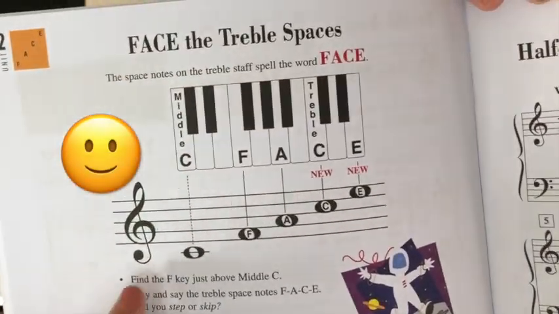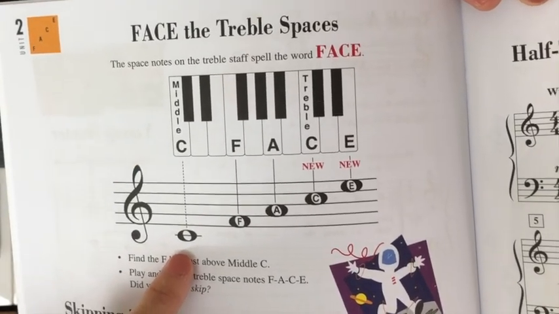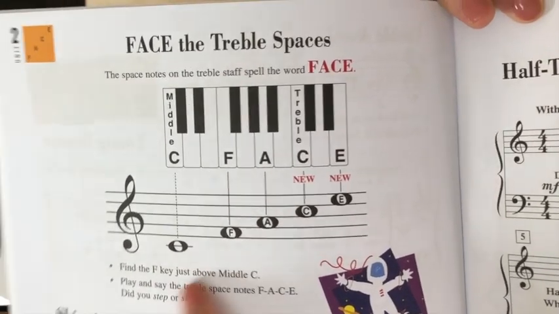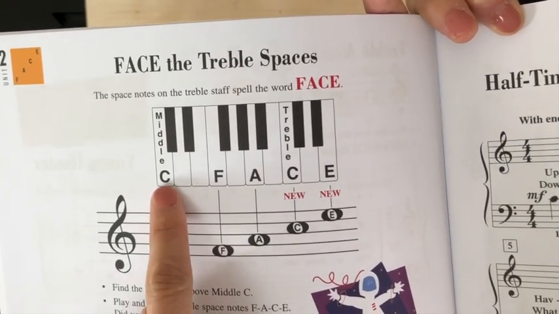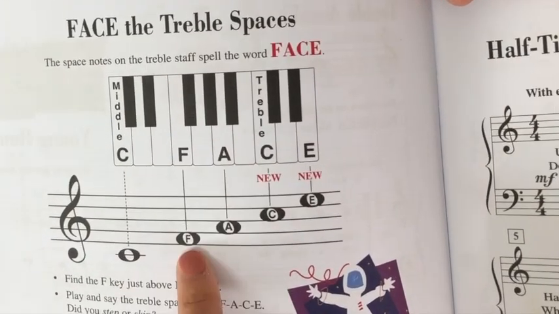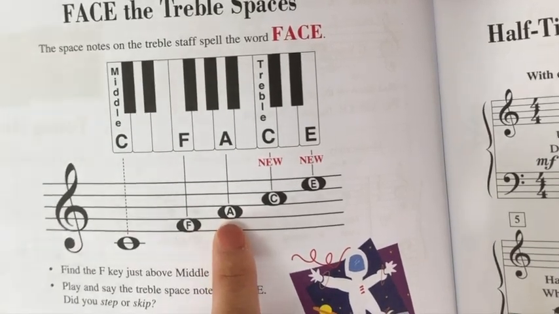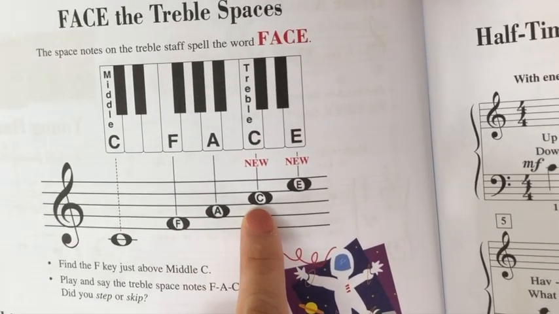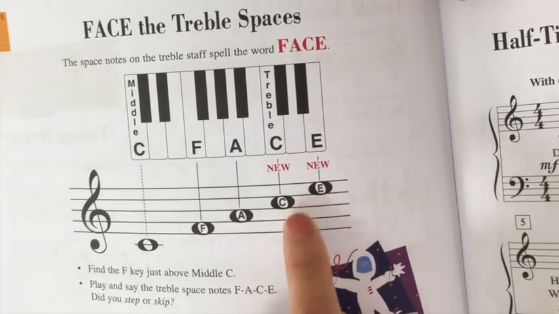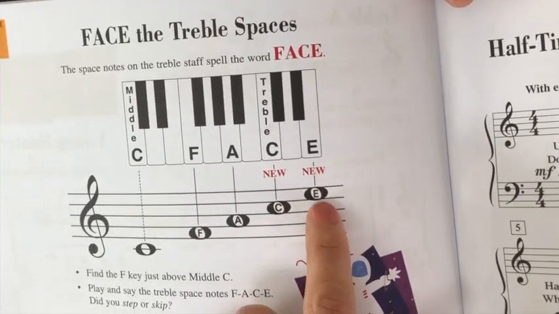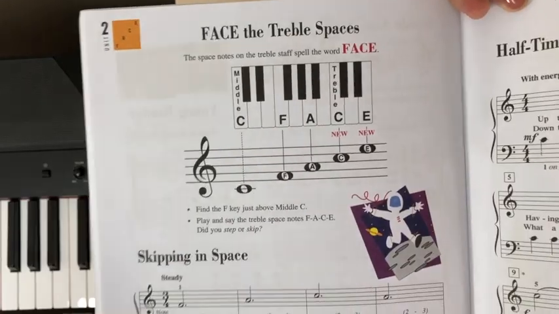FACE, treble clef. Middle C, you know already. Find the key of F above the middle C. That's the first space note, second space note A, third space note C, fourth space note E. Those two are probably new for you. Let's get to the song.